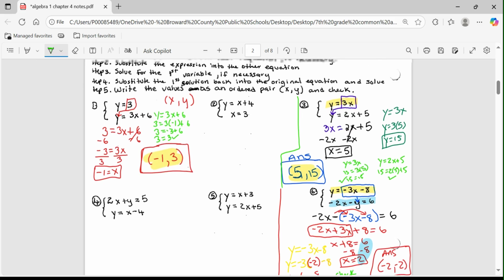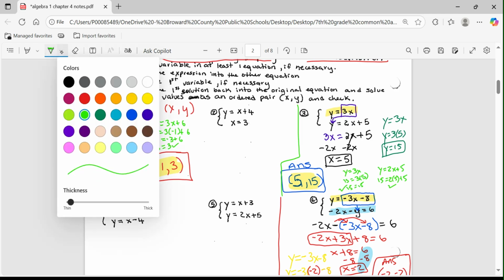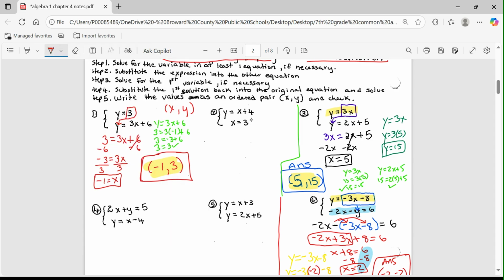Let me get you started on 2 because y is equal to x plus 4 and x is equal to 3. This happens to be on the bottom, but that's going to be okay. All you're going to do is still take that x and substitute it in for the x on top. Okay, go ahead and pause and try.